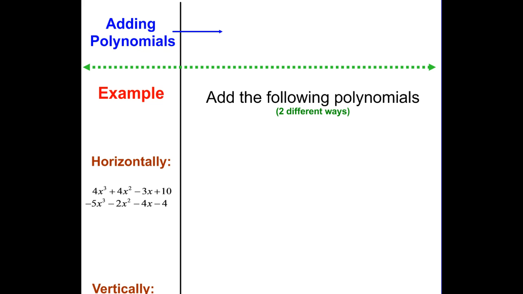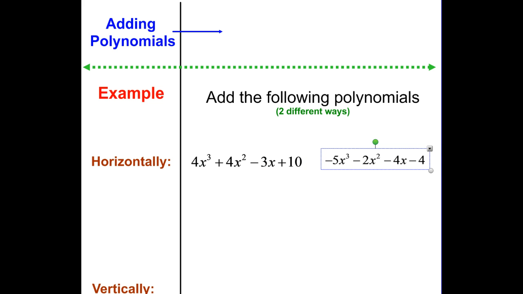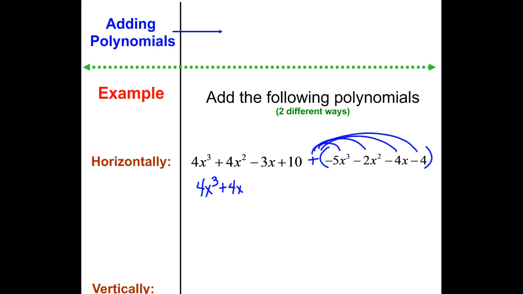All right, adding polynomials is pretty basic, and all you're going to do is combine like terms. There's two ways that people generally do this, and that's either horizontally or vertically. First, I'm going to show you guys horizontally. Now, the thing to make sure when you're doing it horizontally is to put parentheses. I always like to put parentheses after my second polynomial, and I'm going to do that adding. Now what I'm going to do first is distribute this adding through, and if you notice, nothing's going to change. So when we're adding this, it just really becomes 4x cubed plus 4x squared minus 3x plus 10 minus 5x cubed minus 2x squared minus 4x minus 4.